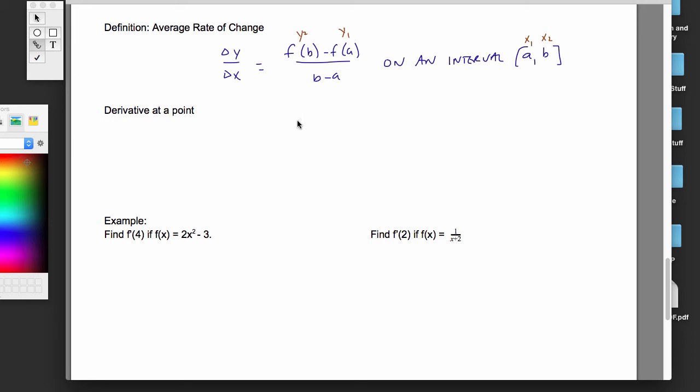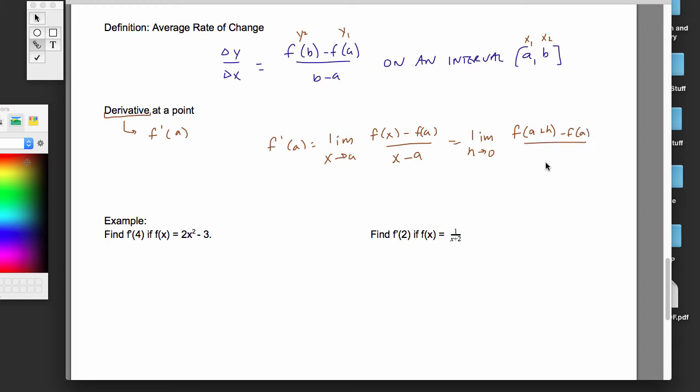Well, this is derivative at a point. So the derivative is written like this: f prime of a. This means derivative. So f prime of a is equal to the limit as x approaches a of f of x minus f of a over x minus a, which is equal to the limit as h approaches 0 of f of a plus h minus f of a over h.